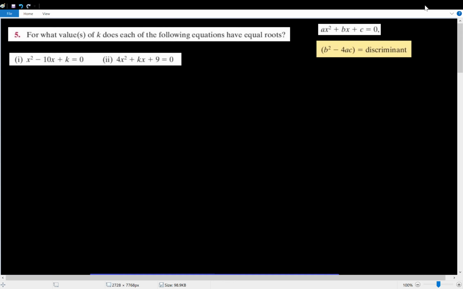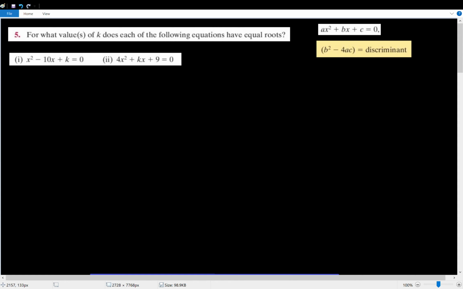In order to figure this out, we're going to use the discriminant. Now, the formula for the discriminant is over on the right here in yellow. When a quadratic equation is written in the form ax squared plus bx plus c, the formula for the discriminant is b squared minus 4ac.